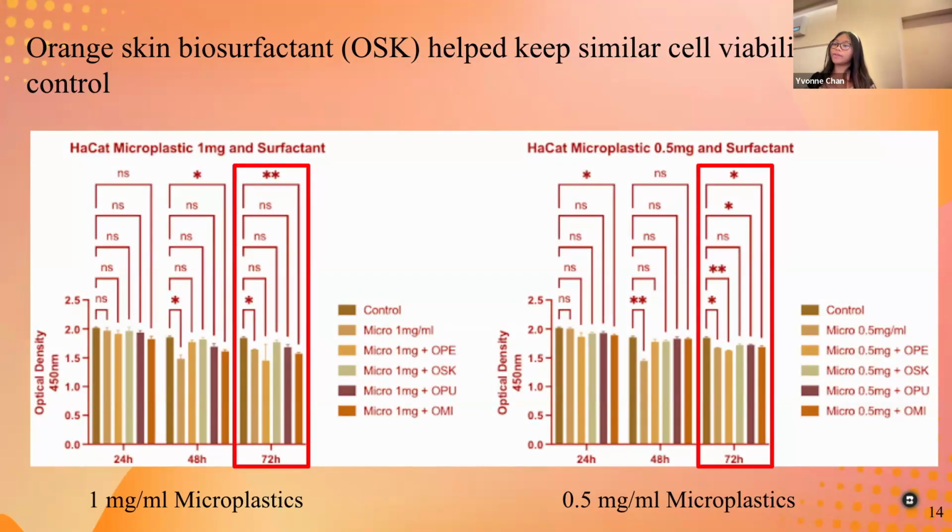In the 0.25 mg per ml test, it had similar values to the 1 mg per ml test, and it wasn't really needed to be shown due to the similarities. In the analysis of these assays, the orange skin biosurfactant has shown to work for all tests using the biosurfactant to protect against the harmful effects of microplastics.